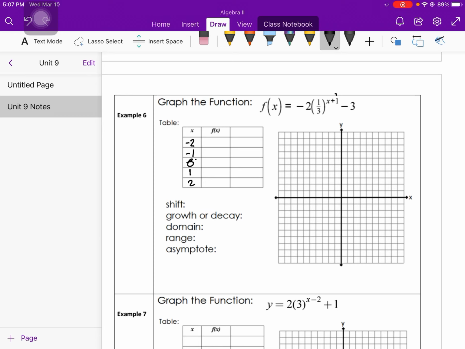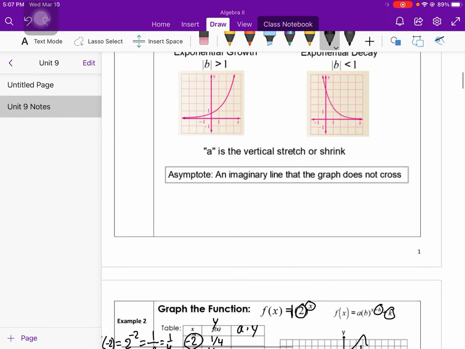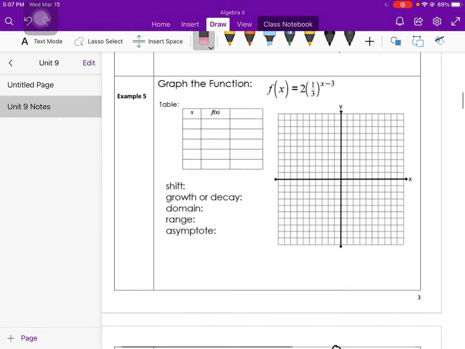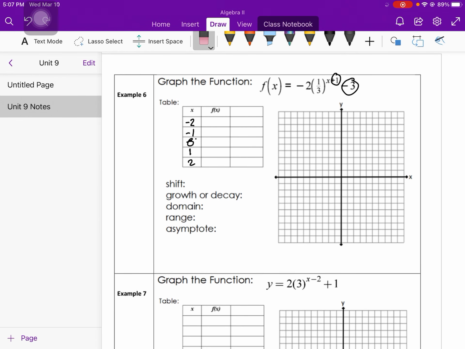Now what we can do is note our shift is +1 and then -3. It's the opposite when it's x plus 1, because if we go back up here, it's x minus h. So just like usual, h is the opposite. That's going to make this a -1, -3 shift. So that's going to move it to the left one. So we're going to do a dotted line here. We're going to make this our new axis. And then we're going to do a dotted line at -3 for the y value. That means this is our new center point where those lines intersect.